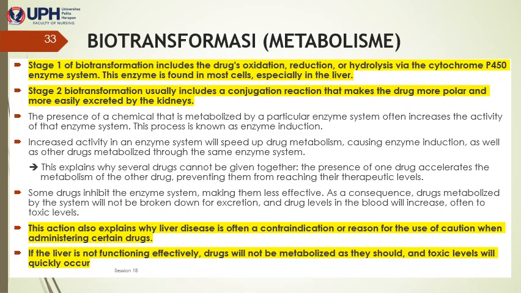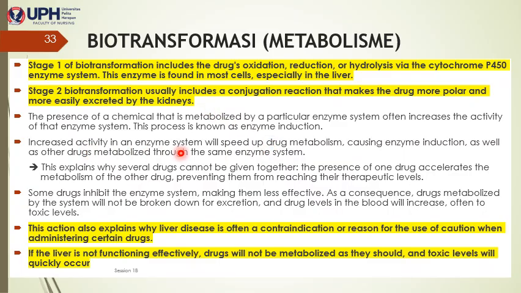Now, there are stage 1 and stage 2. Stage 1 is where drug oxidation, reduction, and hydrolysis via the cytochrome P450 enzyme system happen, and this is inside the liver. And then we have what we call the conjugation reaction, where the drug is then easily excreted through the kidney.